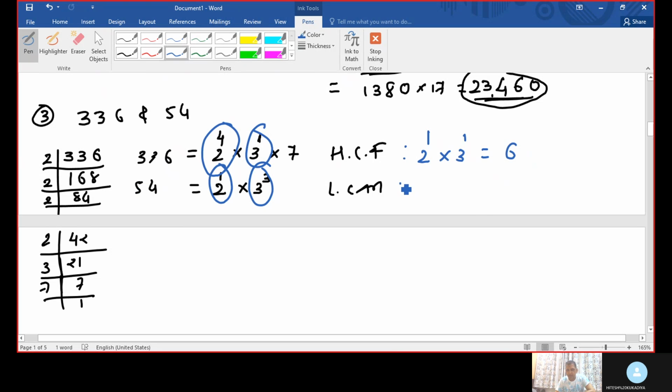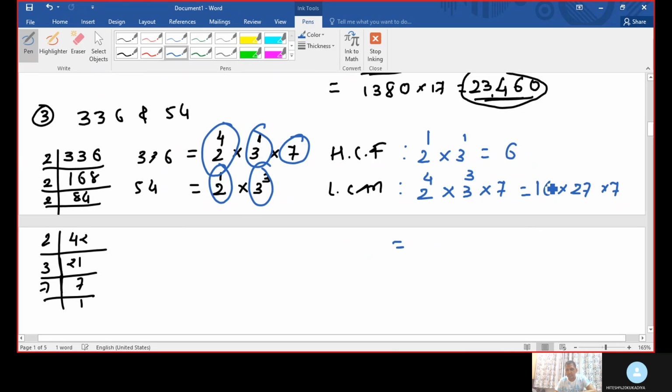Okay, now we find LCM. Write again the common factor 2, but we write the highest power, 2 raised to 4. Again here 3 raised to 1 and 3 raised to 3, we take the highest power 3 raised to 3. And which factor is not common in these two numbers? Only 7. So multiplication: 2 raised to 4 is 16, 3 raised to 3 is 27, multiplied by 7. Now check your answer.